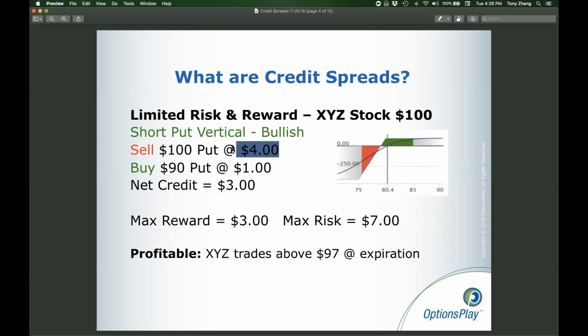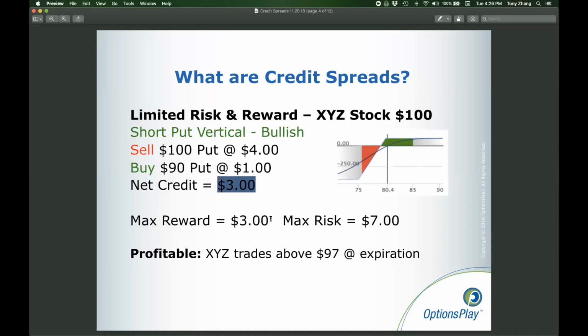Now, usually you don't want to risk $96 to try to make $4, and that's why we want to trade credit spreads. So in order to limit the risk that we take on this credit spread, what I'm going to do is buy a $90 put, a lower put below, for $1. And what that's going to do is limit my risk so that even if the stock drops below $90, I don't lose any more money. So here I've received a $4 credit for selling the $100 put. I pay $1 to buy the $90 put to limit my risk. So that means my net credit here is $3.